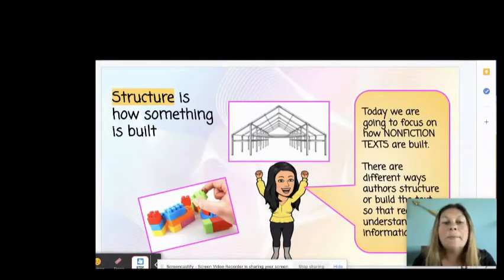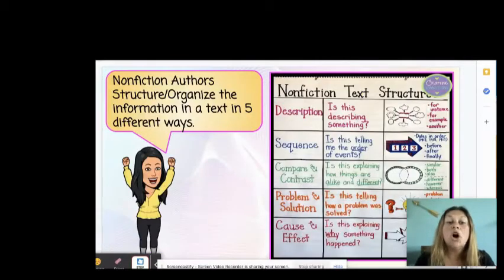Structure is how something is built. Today, we're going to focus on how nonfiction texts are built. There are different ways authors can structure or build the text so that the readers understand the information. Well, let's look at this further. Nonfiction authors structure or organize the information in a text in 5 different ways.